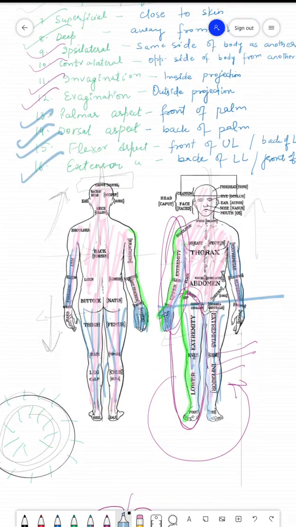Now we will talk about the dorsum of the foot. The upper part of the foot is the dorsum of the foot, and the lower part is, you know, the sole of the foot.